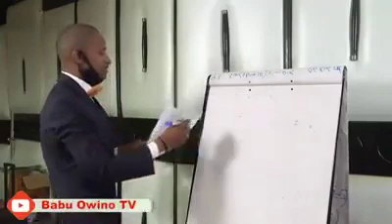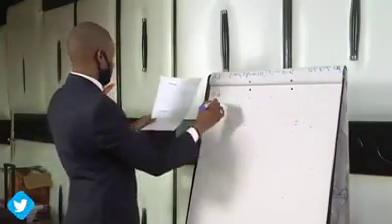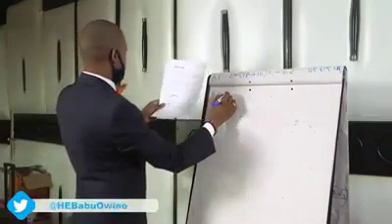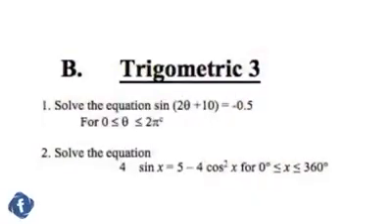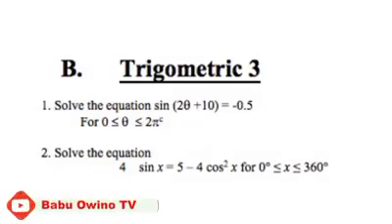Still on trigonometry. Question number 4. We are told to solve the equation 4 sine x equals 5 minus 4 cos squared x. But we are told for angles between 0 degrees, x is greater than or equal to 0 degrees, and the same x is less than or equal to 360 degrees.